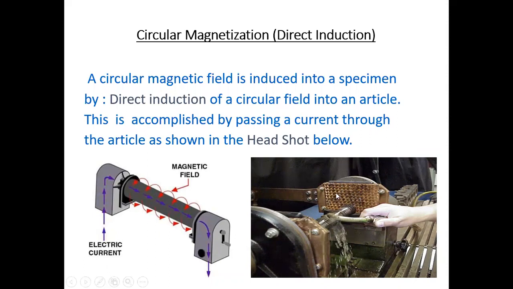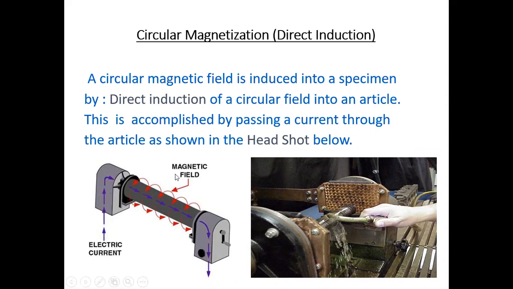The purpose of this wire mesh is that it will be soft, so your job will be clamped properly and there is no leakage of current. If there is leakage of current, then there is a chance of sparks, and that spark will damage our job. So let's see here the headshot.